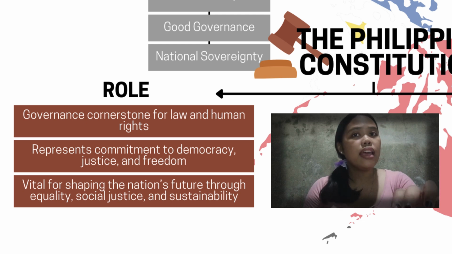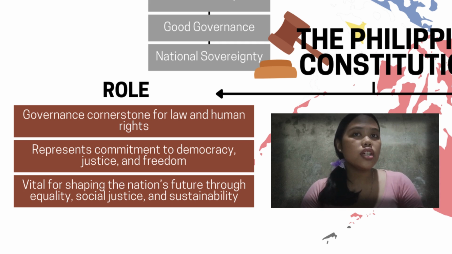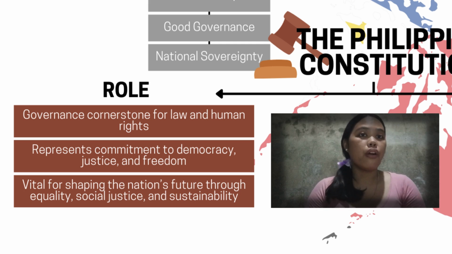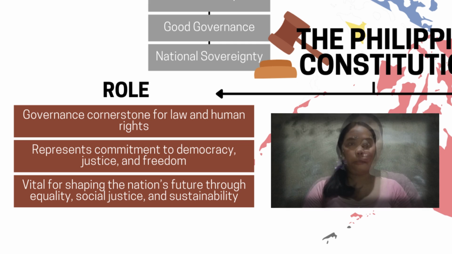needs. So to add, equality is a core principle also in the Constitution, ensuring that all citizens are treated fairly under the law. Social justice provisions address issues like poverty and labor rights, aiming to create a society where all can thrive. The Constitution encourages sustainable practices, recognizing the need to protect the environment for future generations. Through these principles, it shapes policies that prioritize a balanced, just, and forward-looking nation.